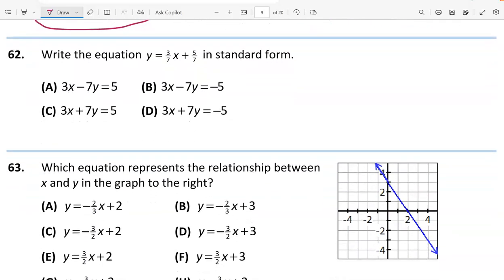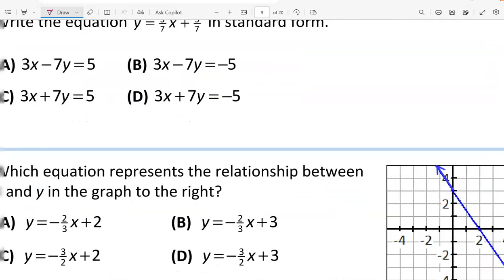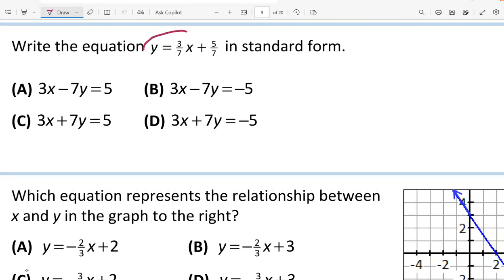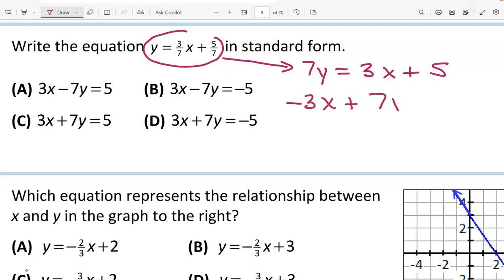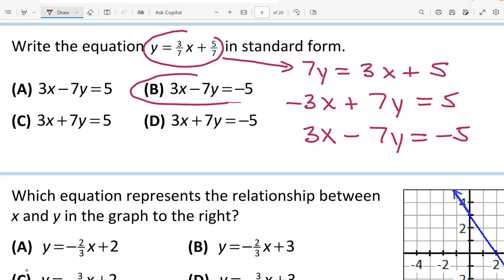In number 62, we're looking for an equation in standard form. Standard form has no fractions, so I'm going to multiply all terms here by 7. 7 times y is equal to 3 times x plus 5, and then subtract the 3x from both sides. Now we have negative 3x plus 7y is equal to 5. In order to move this into standard form, I need to multiply all terms by negative 1 so that the first coefficient is not a negative number. So 3x minus 7y is equal to negative 5 is the correct answer.